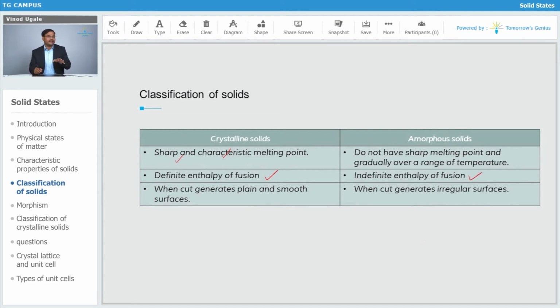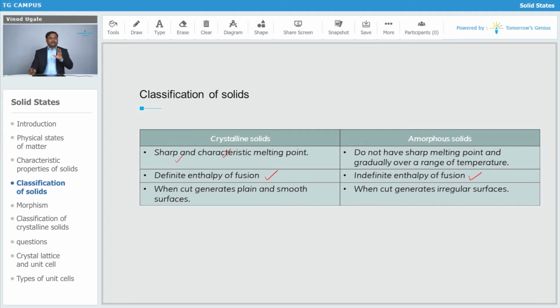Enthalpy of fusion, we study it in chemical thermodynamics. When we have to convert 1 mole of solid into liquid state, that is called a fusion process, and the energy change related with that fusion process is called enthalpy of fusion. The enthalpy of fusion is a different thing: the energy associated with converting 1 mole of solid into liquid, and that happens at a certain temperature. That temperature is known as the melting point. So you should understand the difference between melting point and enthalpy of fusion. Crystalline solids have a definite enthalpy of fusion and amorphous solids do not.